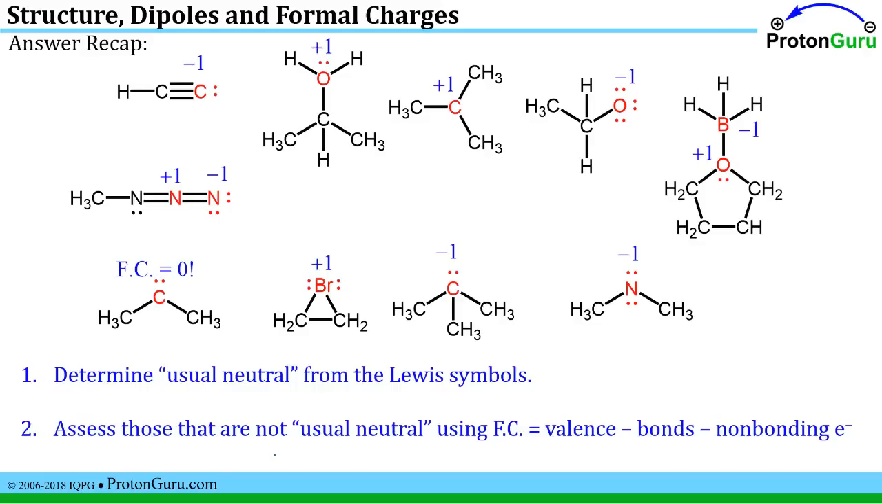So on this answer recap page, I've just taken the opportunity to fill in all the correct answers. You want to maybe work these on your own, see if you can get these answers, and just want to recap the procedure. It really is helpful to figure out the usual neutral form for each atom from the Lewis symbols. Then we can assess only those that are not the usual neutral. And using this equation, formal charge is valence minus bonds minus non-bonding electrons, you can quickly figure out what the formal charge is on any atom in any structure.